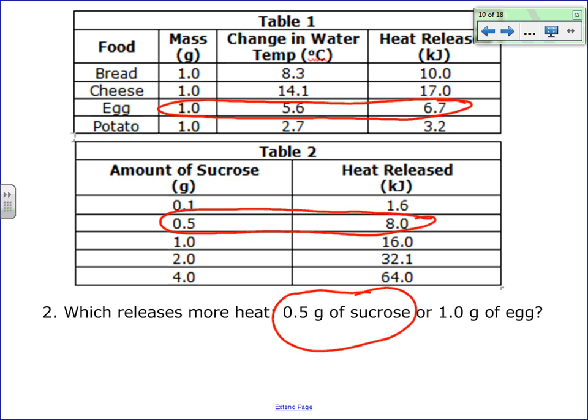Nice. All right, this was a pretty basic question that was asking you just to be able to figure out how to use the tables. When it says 0.5 of sucrose, you have to find 0.5. When it says 1 of egg, you find, well, the only egg that's available, and you're done. Let's take a look at 3.